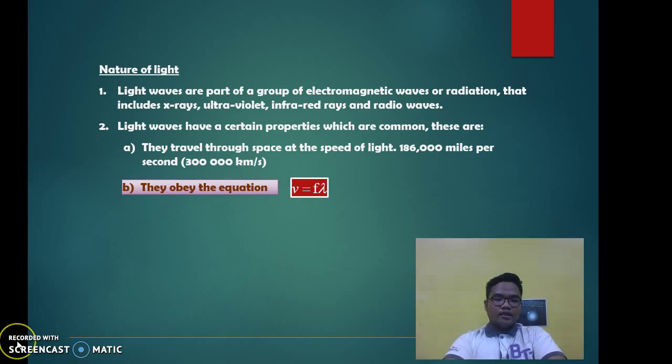Nature of light. Light waves are part of a group of electromagnetic waves or radiation that includes X-rays, ultraviolet, infrared rays, and radio wave. Second, light waves have certain properties which are common. A. They travel through space at the speed of light. B. They obey the equation V equals F lambda.